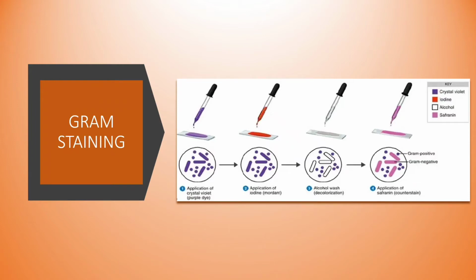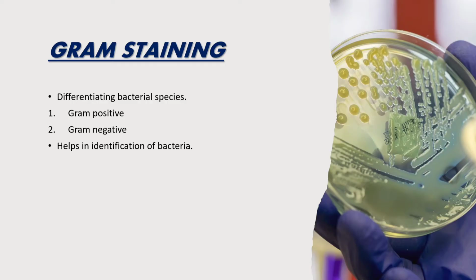In this video we are talking about gram staining. First of all, gram staining is a method of differentiating bacterial species into two groups, gram positive and gram negative. The gram staining is almost always the first step in the identification of bacteria. It is a valuable diagnostic tool in both clinical and research purposes.